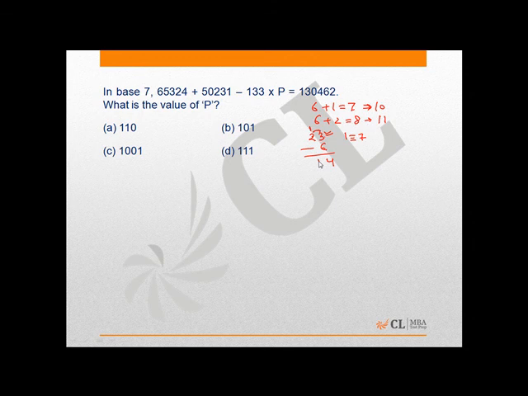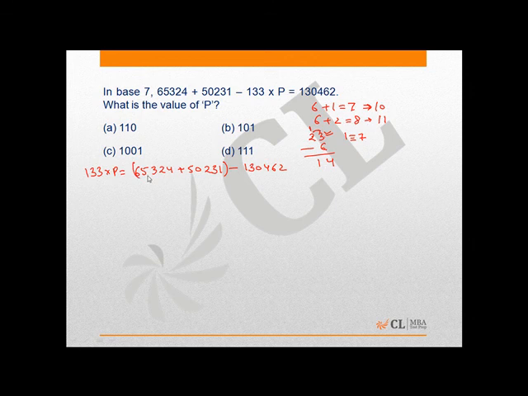Now let's come to the question. We can write this question as 133 into P is equal to 65324 plus 50231 minus 130462. Now let's calculate this portion first of all.